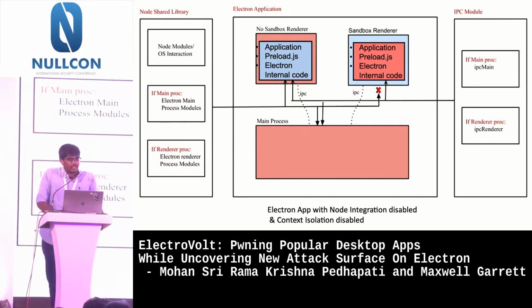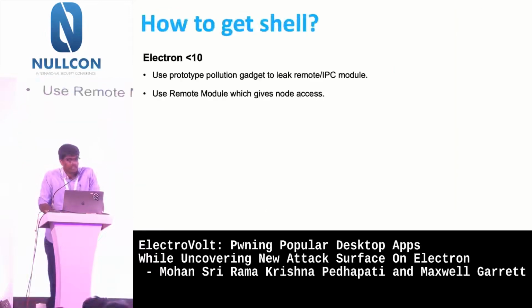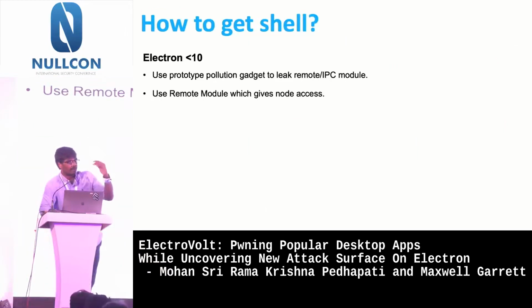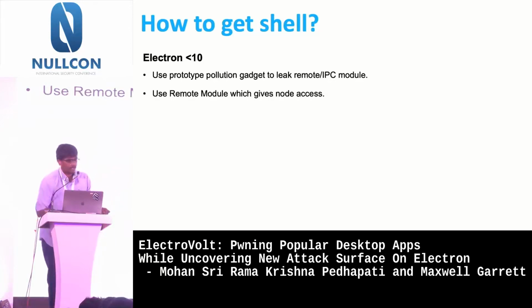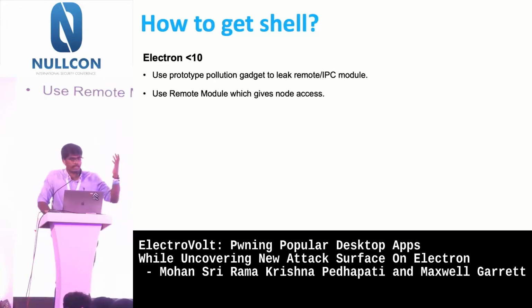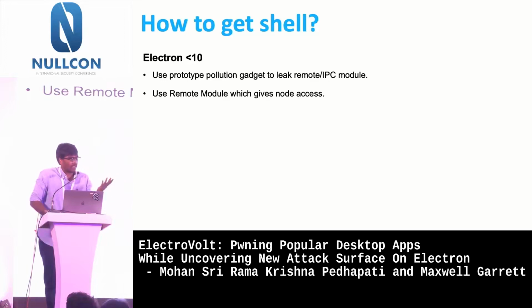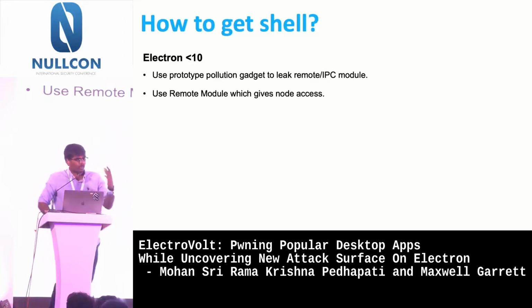So let's see the ways to get a shell in this renderer process. In Electron versions less than 10, there is a module called the remote module, where, if from the renderer process you send JavaScript to the main process, it will execute it there. It means you can just send Node.js and it will execute there. I don't know why they developed this remote module. So it's like a sandbox bypass, right? We are sending JavaScript to the main process, and the main process is executing your Node.js in a non-sandbox renderer process where Node is available.